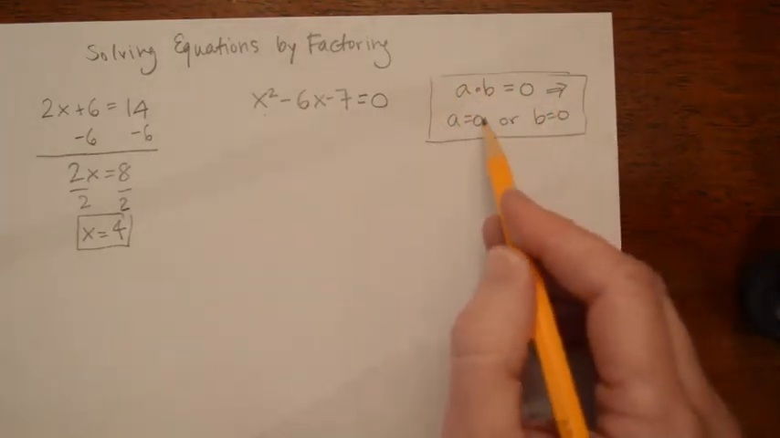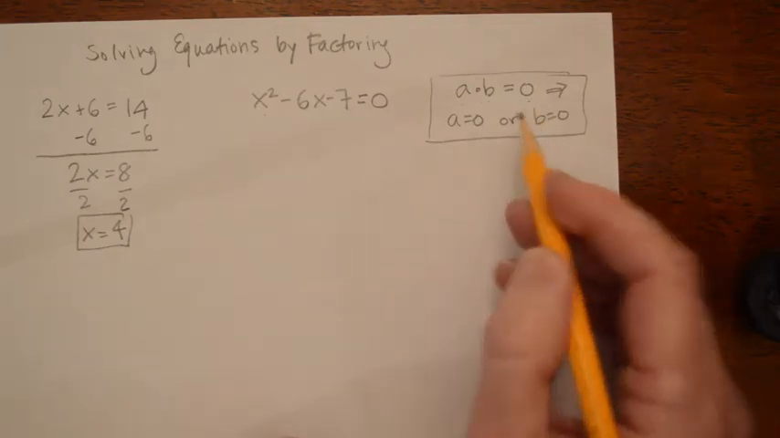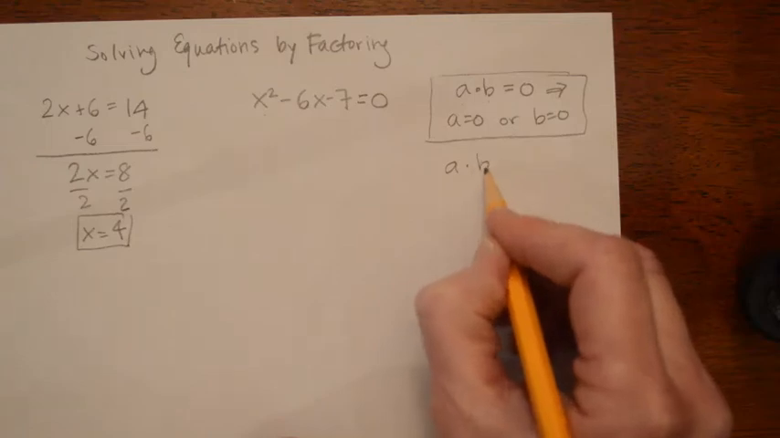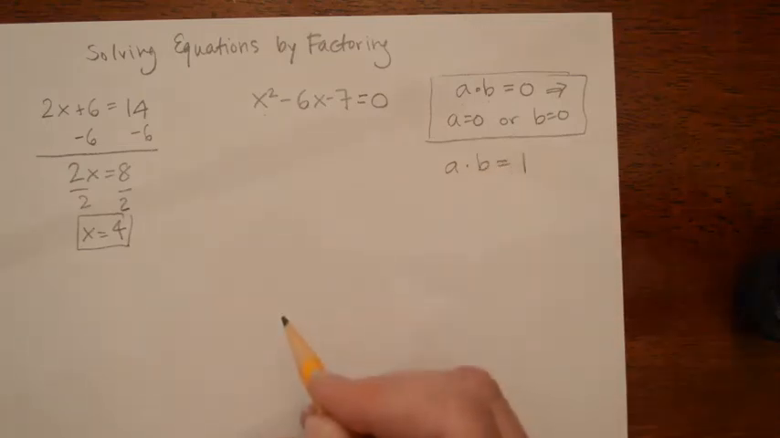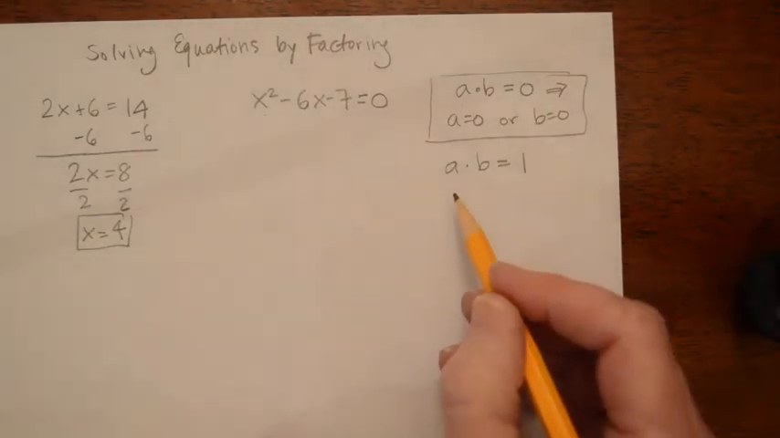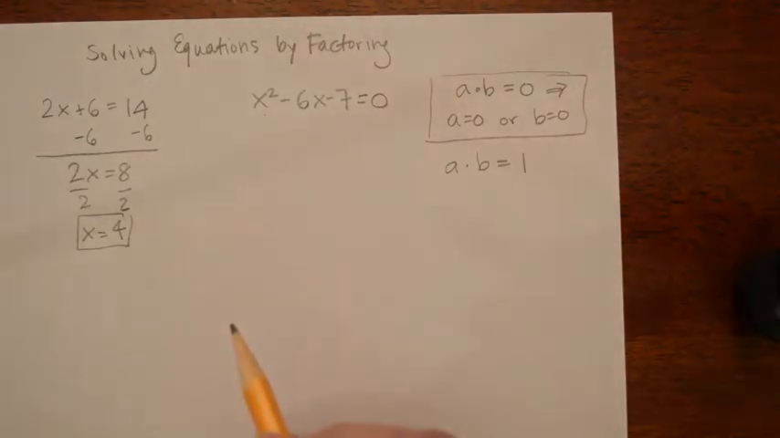Now, that property does not extend beyond 0. There is no property that says that if I have two things that multiply together to give me 1, one of them has to be 1. That's just completely false. For example, one of them could be 1/2 and one could be 2. 1/2 times 2 is 1.